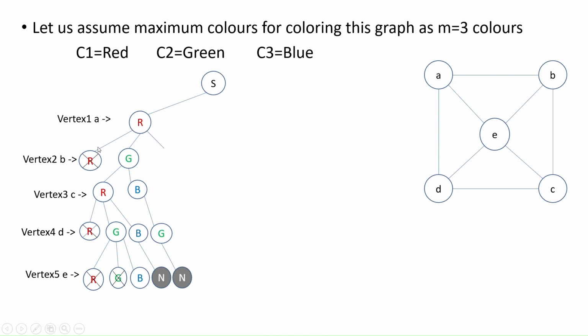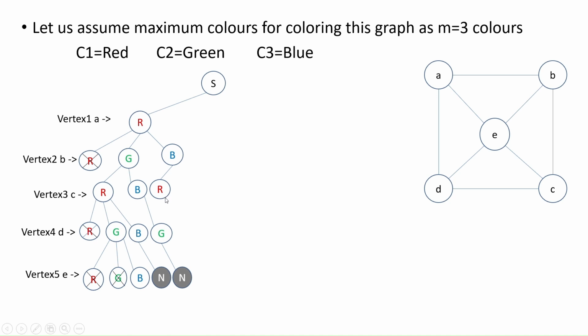Here we are done with red and we have already checked with green. So let us check for blue color. That is, what happens if the second vertex is colored with blue? If it is colored with blue, is it possible to color the third vertex with red? Is it possible? 1 and 3 are not adjacent to each other. So check for red color. If the third vertex is colored with red, is it possible to color the fourth vertex again with red?